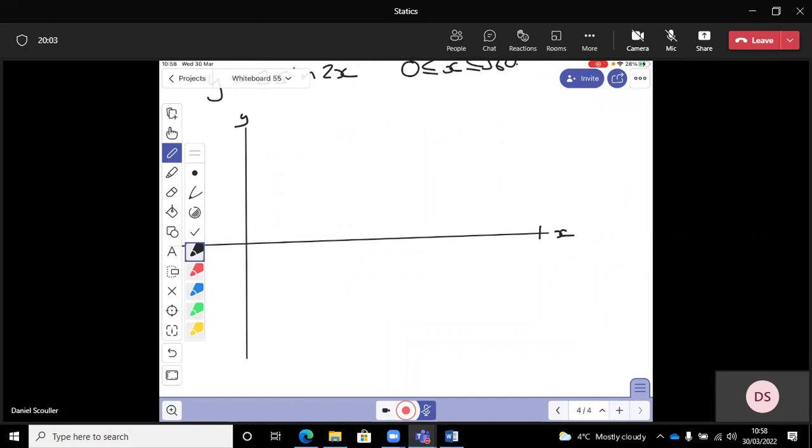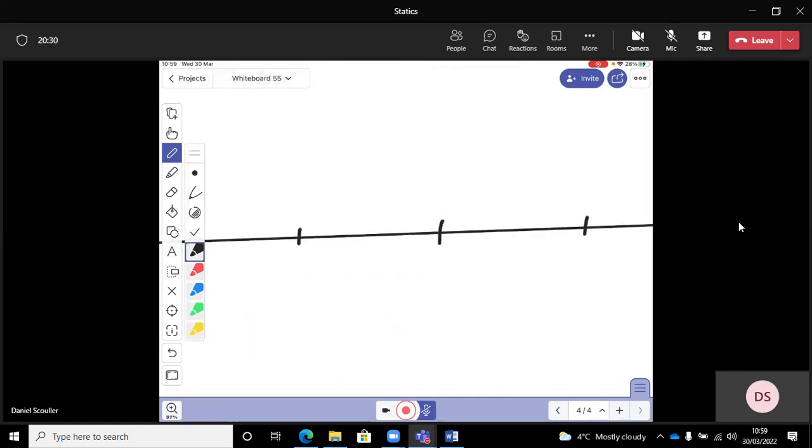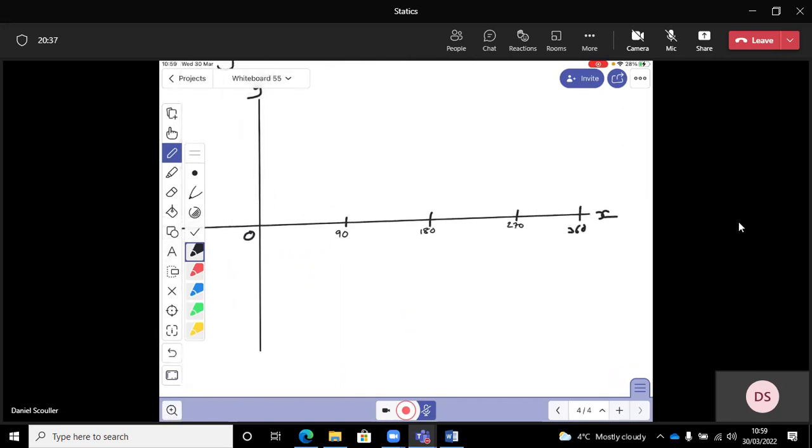So we need to split that. Where the x and y axis cross is your 0. That's where your graph starts. Find your finish point, 360, and then break it up. So you've got 180, you've got 90, 90. If we just had a normal sine graph, that 90, 180, 270 would be our milestones.